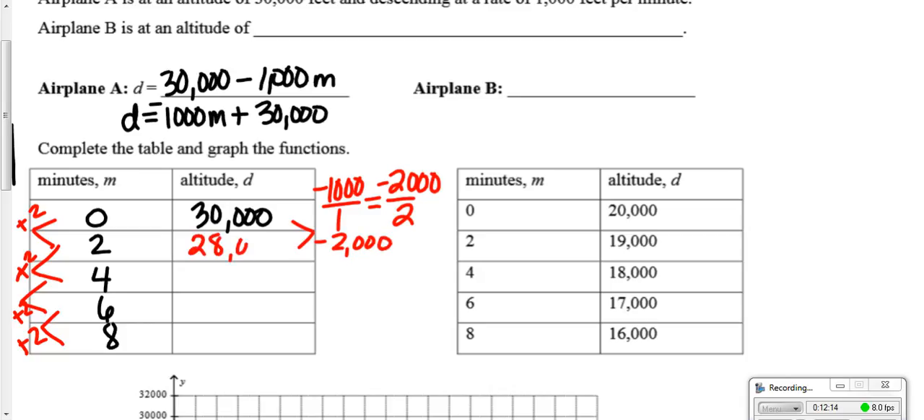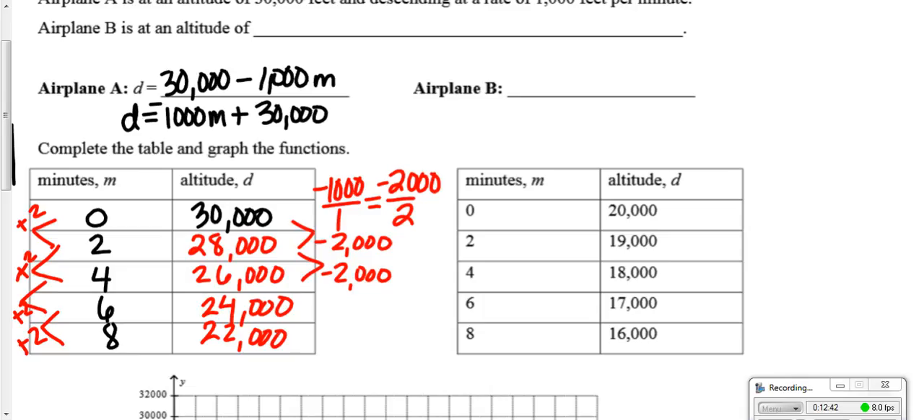So I have 28,000 here. And then if I keep descending by 2,000, I have 26,000. Then 24,000. And then lastly, 22,000. Okay. So again, just maintaining the ratio that was given to me for the slope. The reason we're going by 2s is that if I look at the table for airplane B, they went by 2s, and we're always going to do that for comparison purposes.